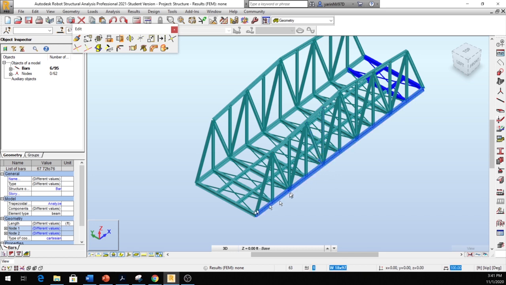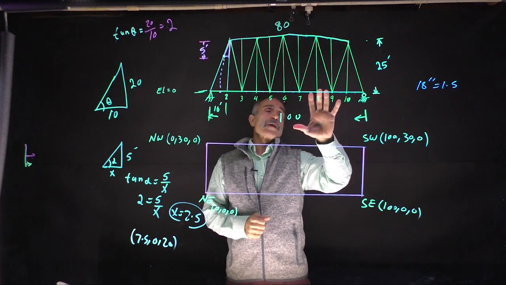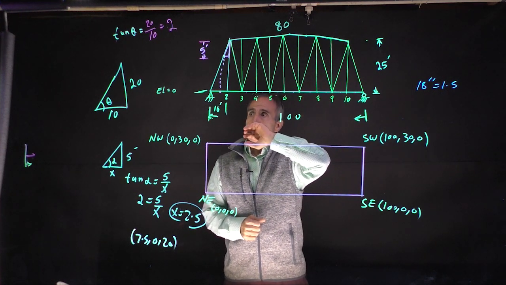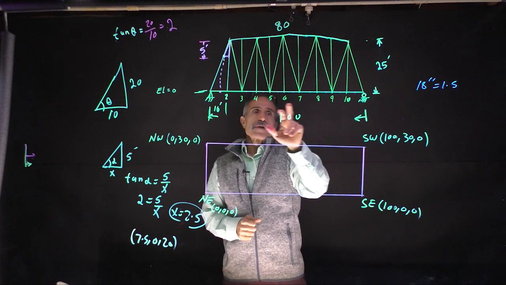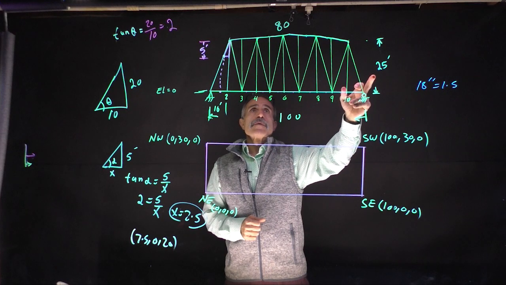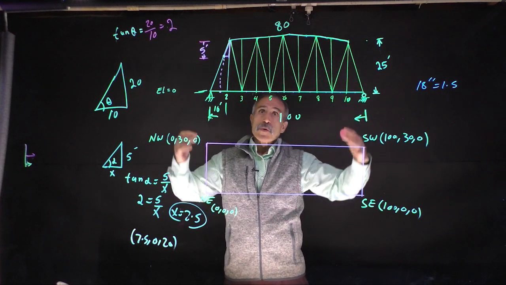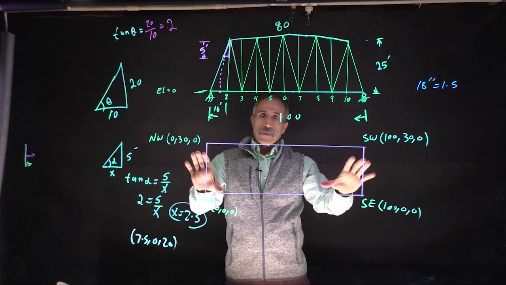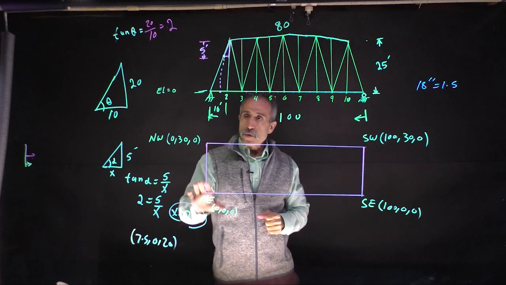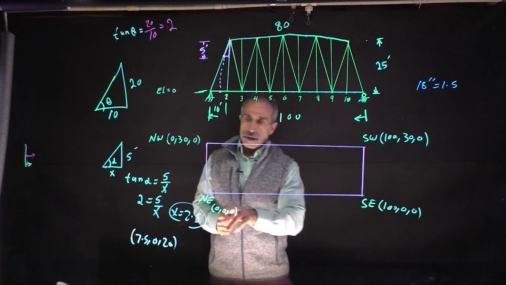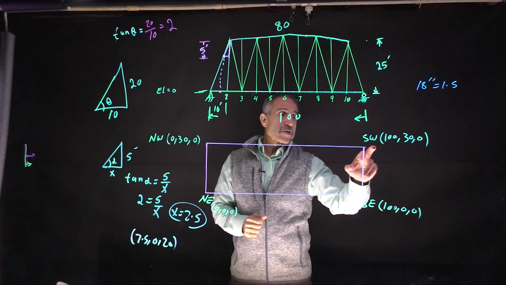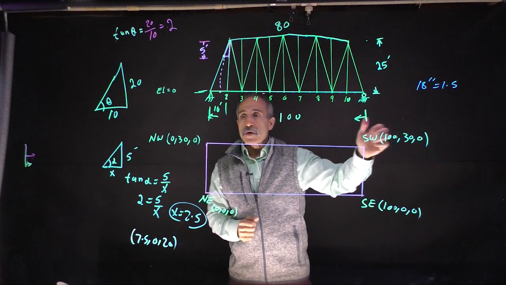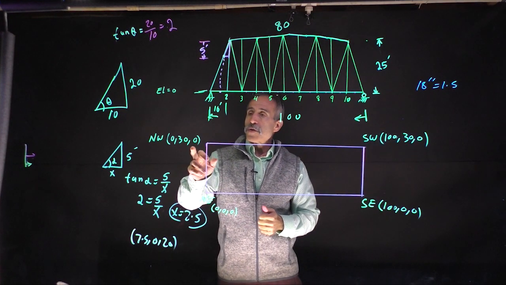But before we continue, I'd like to put a deck over this. So this is our truss right here, and it's 80 feet long, each joint is 10 feet apart, 25 feet tall, and 30 feet on top. But when you look from the top, the plan view, I want to set the coordinates for all four corners. Northeast corner is going to be 0, 0, 0. Southeast is going to be 100, 0, 0. Southwest, 100, 30, 0. And northwest, 0, 30, 0.